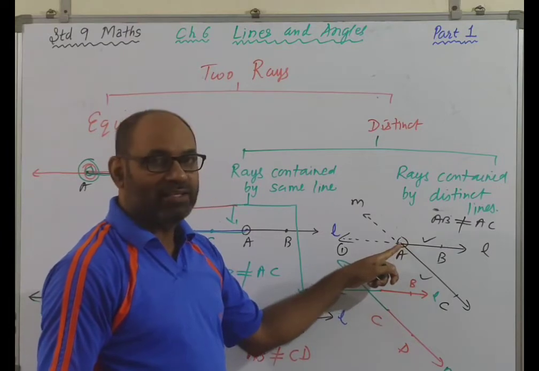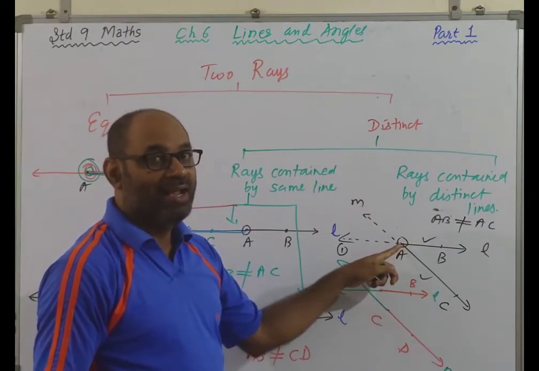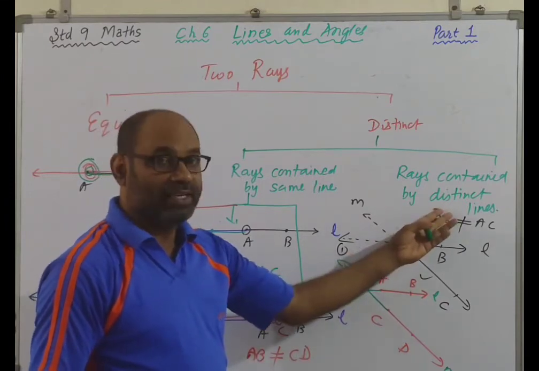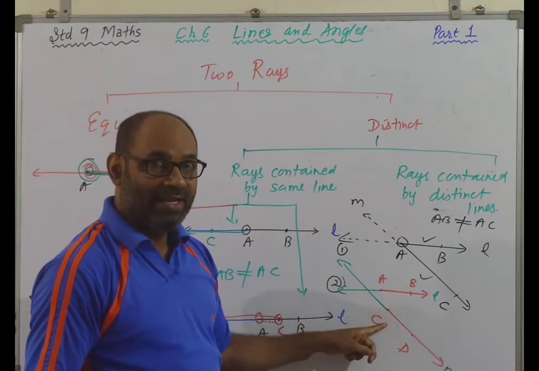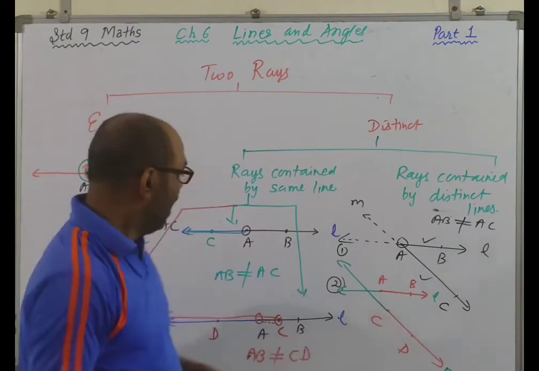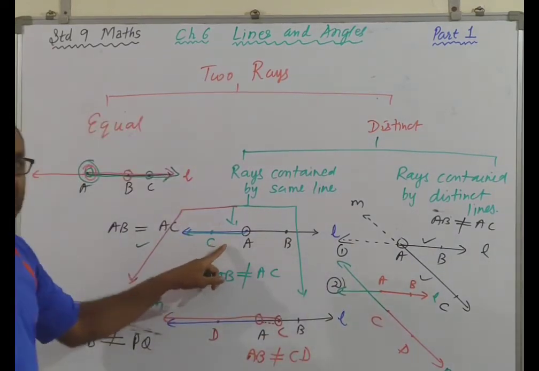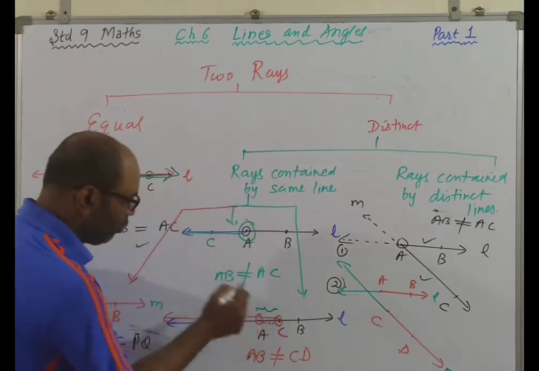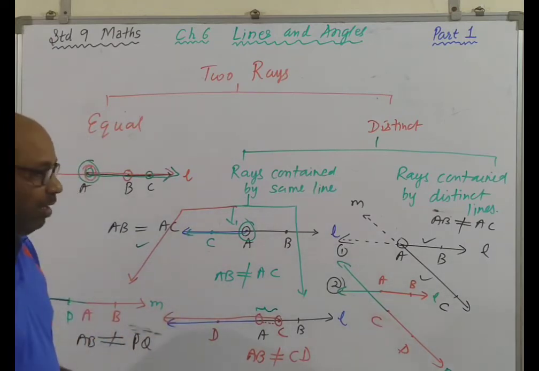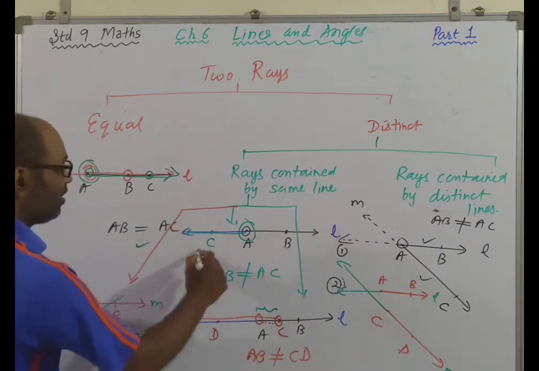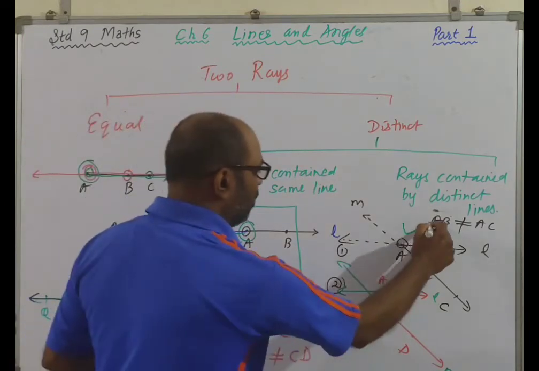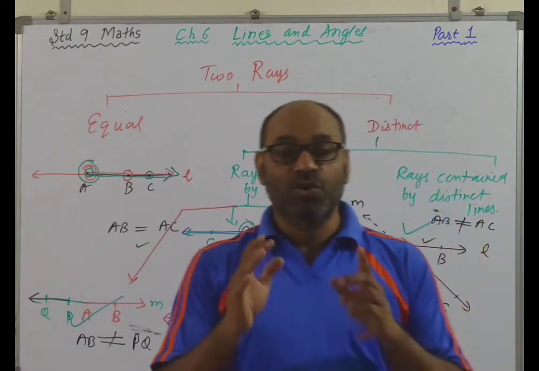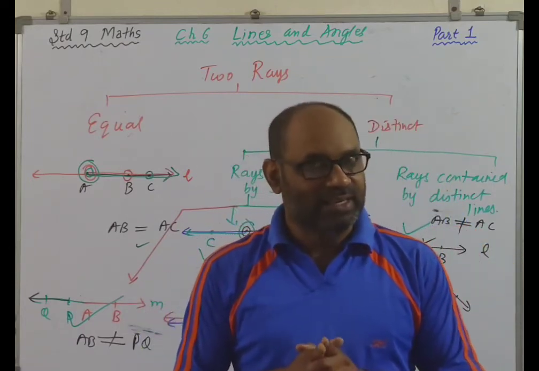Here only one point is common and they are contained by different lines. So they are distinct. For two rays to be distinct, they should be contained by different lines. Even if they are contained by the same line, only one point should be common, or few points should be common, or no point should be common. So this is situation 1, situation 2, situation 3, situation 4, situation 5. In 5 different situations, you get distinct rays. Is that clear to you?